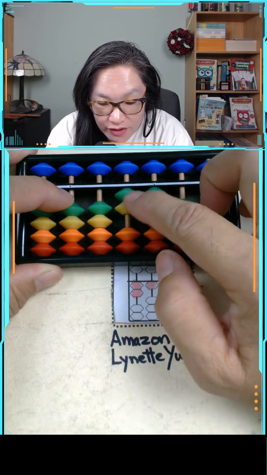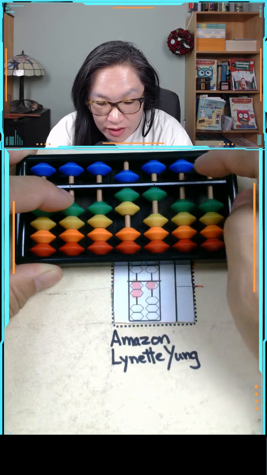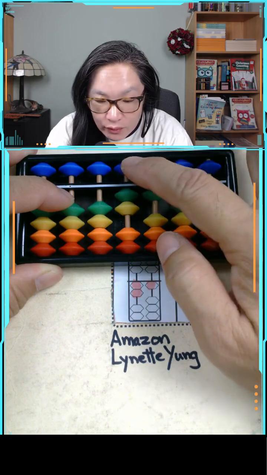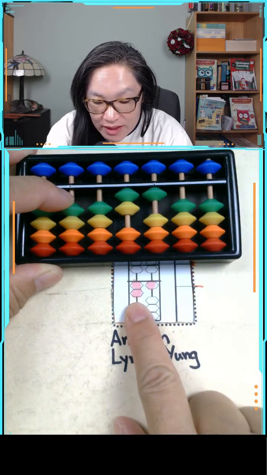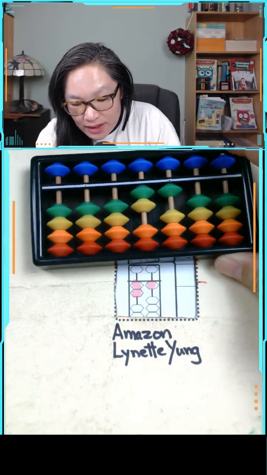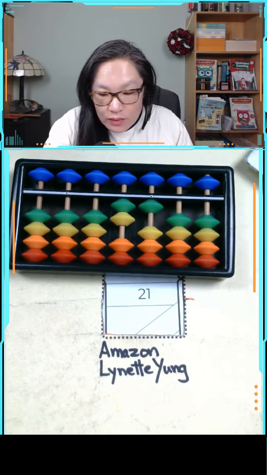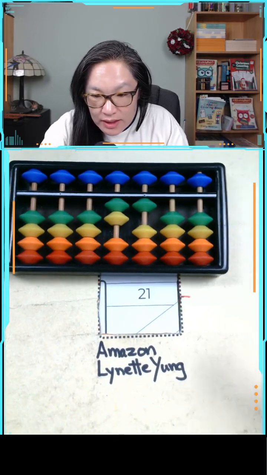If I have 2 and I have the top bead touching the horizontal bar, this would be 71, but we don't have that right now. Right now, we have only 21. So that's what that is, and then we find our path, because this is a maze. That's what we're doing. We're doing a maze. This book is a maze.